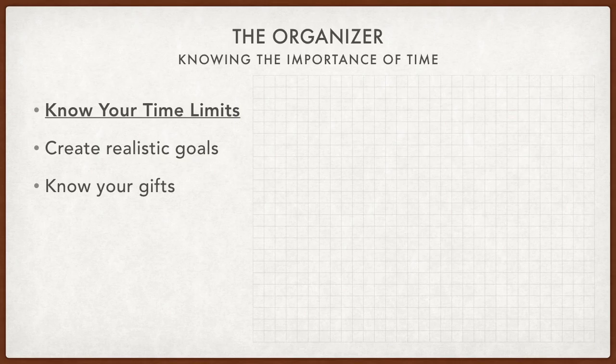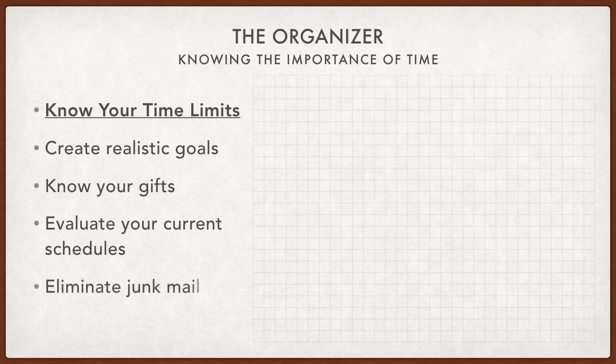So you have to know where people are gifted, and for the organizer, he or she must know how they're gifted and surround themselves with people that don't have those gifts. Also, evaluate your current schedules. Know where people are. Know what they're doing. Know your own schedule. Make sure that you're making the most of your day.